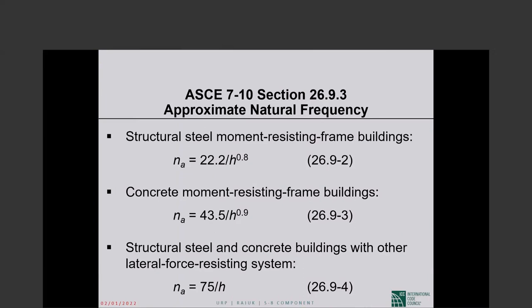Anyhow, if those limitations are satisfied, then you can calculate the approximate natural frequency by these formulas, where H is the mean roof height, as it is called, the height to the halfway point between eave and ridge. And again, H will be very rigorously defined on a subsequent slide, but H is always in ASC 7 wind provisions the mean roof height. If it is a flat roof, it is the height to the roof.